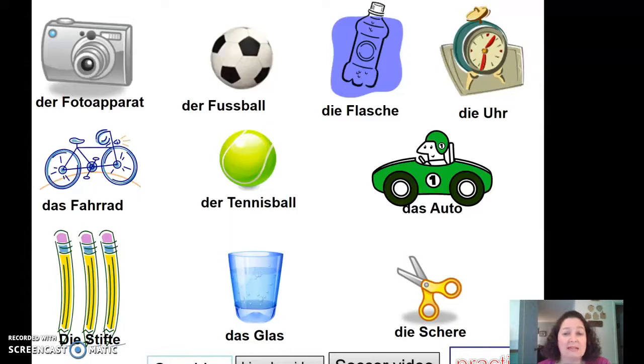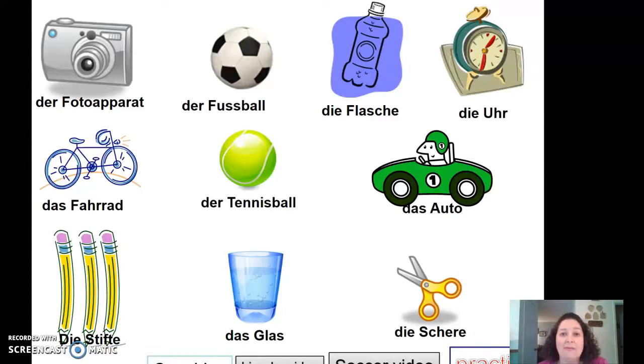Der Fotoapparat. Der Fußball. Die Flasche. Die Uhr. Das Fahrrad. Der Tennisball. Das Auto. Die Stifte. Das Glas. Die Schere.